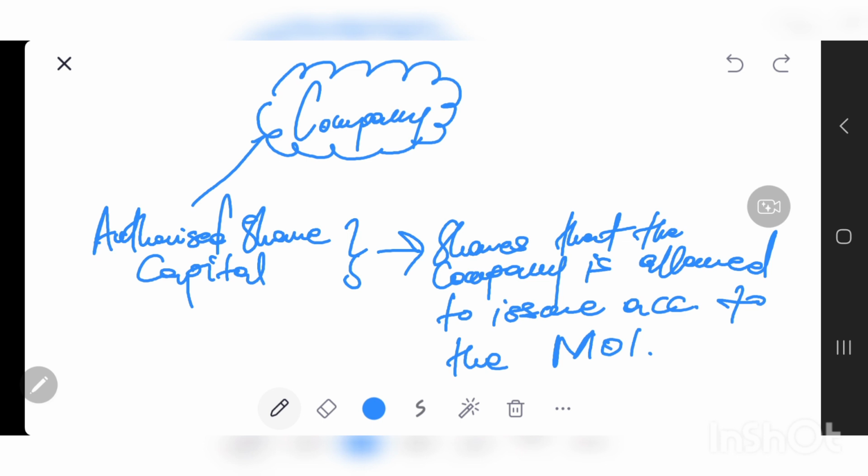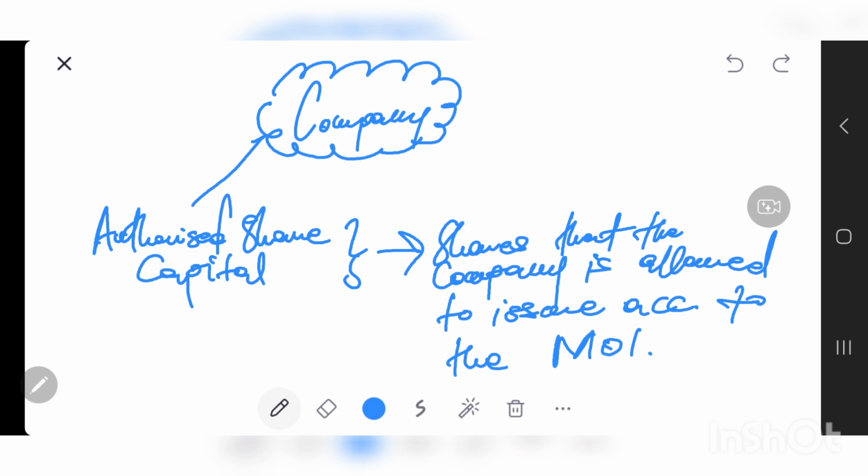It speaks about the rights, the responsibilities, the duties of the shareholders, the directors, and others who are interested in the company as well. And so an authorized share capital is the maximum number of shares that the company is allowed to issue as per their memorandum of incorporation. Of course, this number can change. The company can change the authorized share capital from time to time, especially if they want to expand.